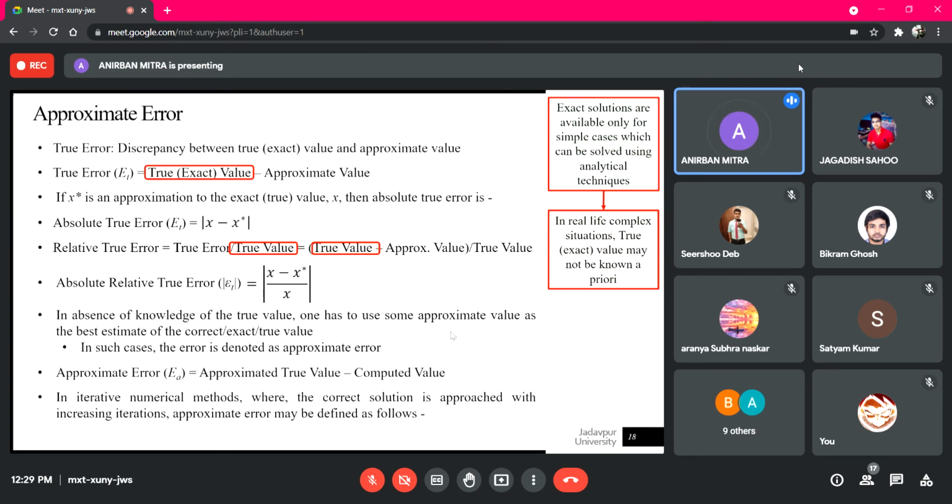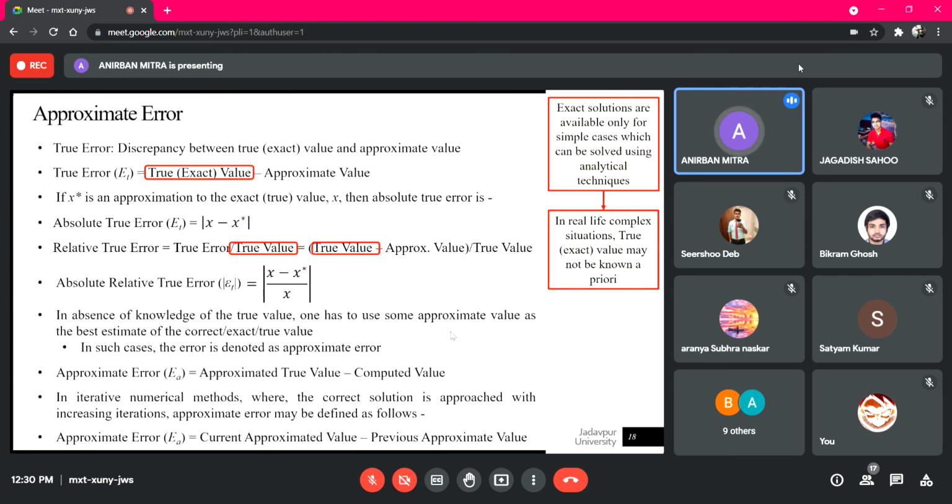So in those situations, that is in case of iterative numerical methods, approximate errors are defined as the current approximated value minus the previous approximate value. There are, of course, a number of iterations. Probably the iterative procedure would run for maybe 10 times, for example. So the same numerical calculations would be carried out in a loop 10 times.